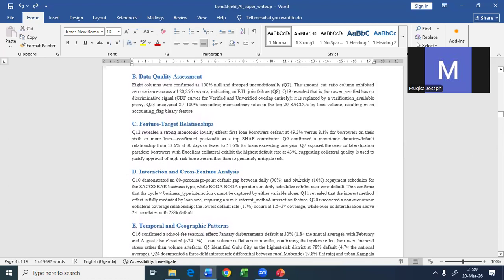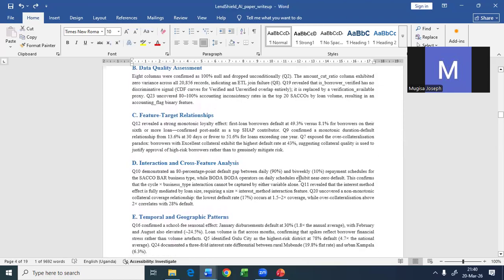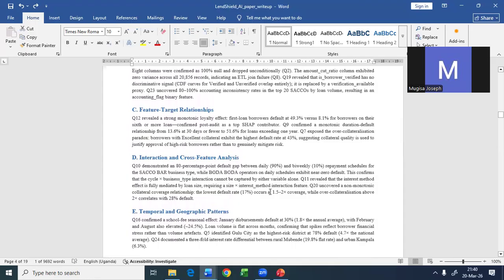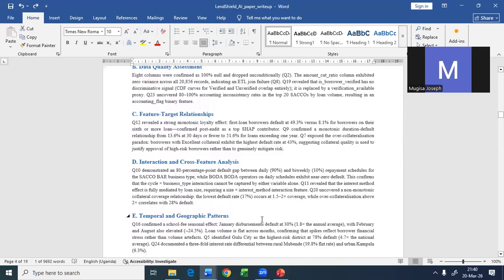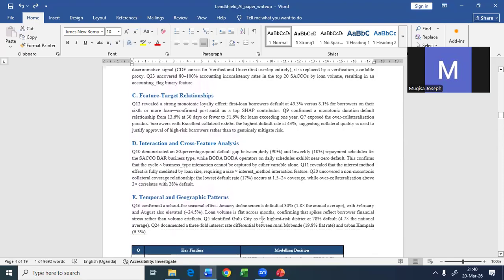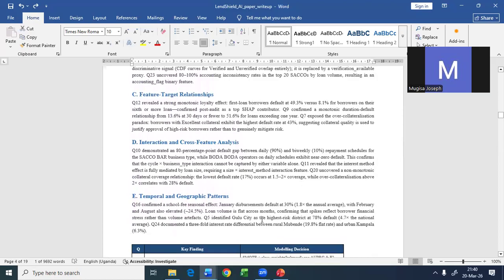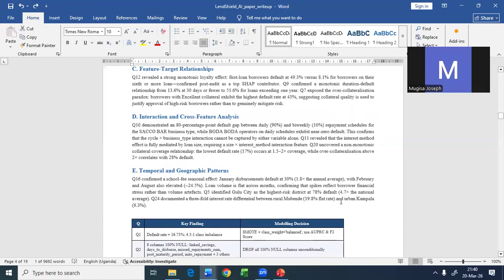So we have data quality assessment. We carried out these visualizations and came out with findings of the null volumes, and then we had to carry out some modeling decisions. So just to look at this, we looked at feature-target relationships, where we revealed a strong monetary effect. So we found first loan borrowers default a lot, and then we looked at borrowers who have come several times, from first to around 6, whereby we saw the rates are falling greatly.